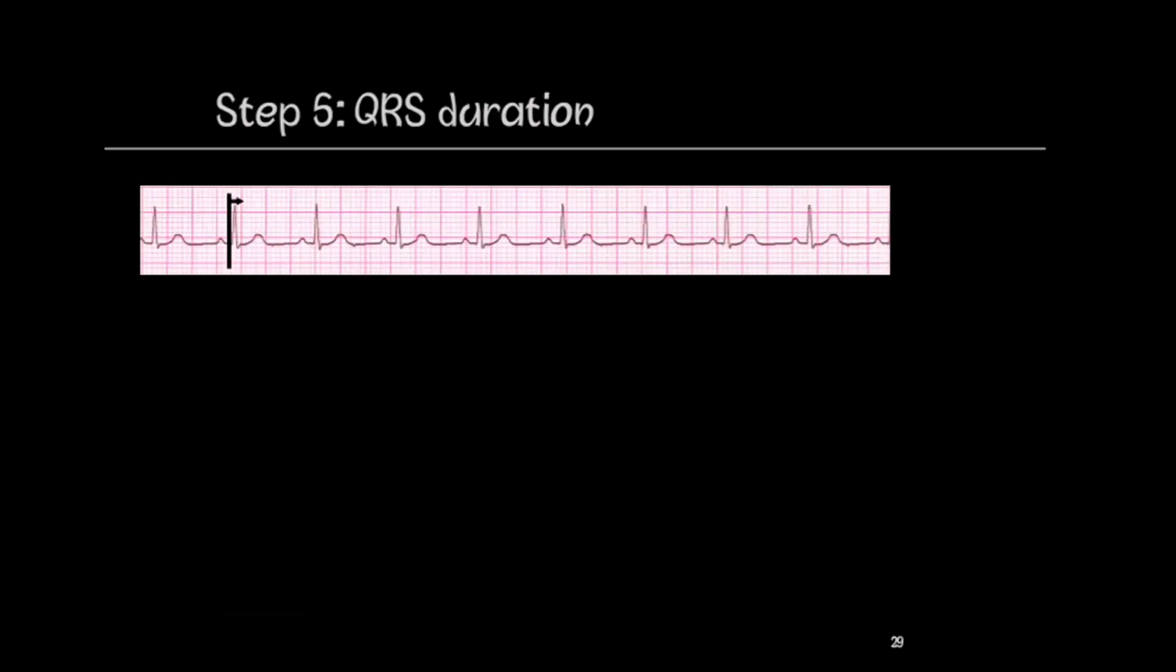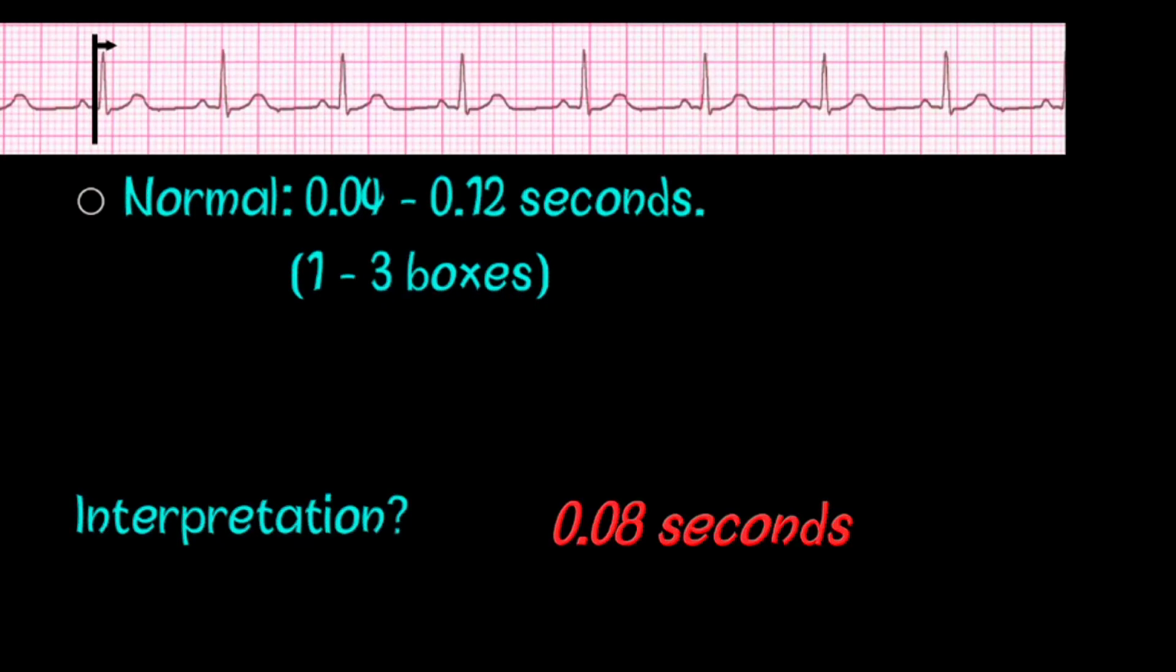Now let's move to the last step, step number 5, which is QRS duration. Normally the QRS is of 0.04 to 0.12 seconds duration, that means 1 to 3 boxes. So what's your interpretation in this case? As you can see, the QRS in this given ECG is comprised of 2 small boxes, so it becomes 0.08 seconds. That means it is a normal QRS complex.